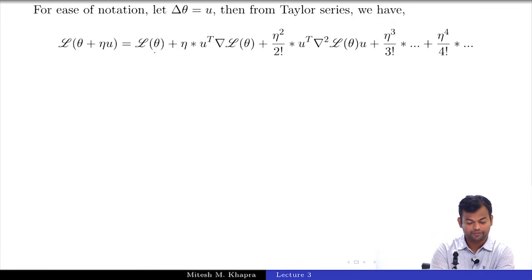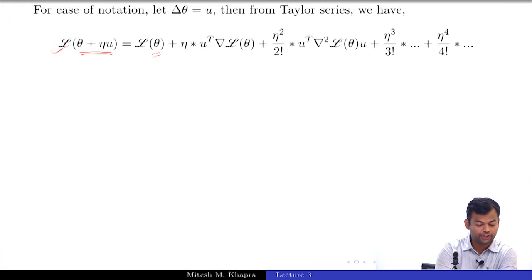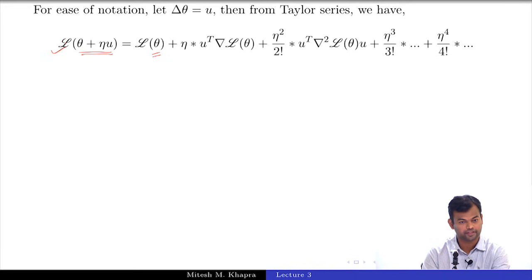What it tells me is that if I'm at a certain value of theta, and if I want to change that value a bit, then what is going to be the new value of the loss function, or any function for that matter? And this is the formula for that.